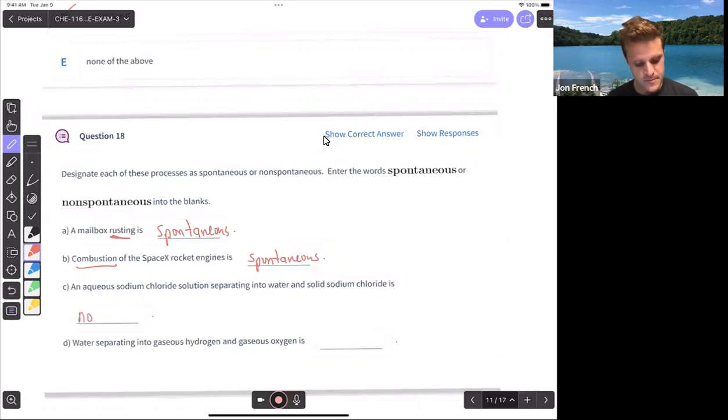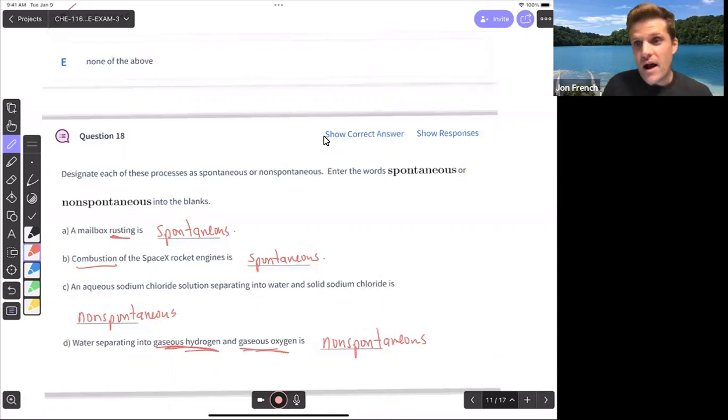So that would be non-spontaneous, right? Do we see water breaking up into hydrogen and oxygen? No, right? That would also be non-spontaneous. Because actually the opposite of this is hydrogen reacts with oxygen in rocket fuel. So the opposite would be the water splitting up and making hydrogen and oxygen. So that makes that non-spontaneous.